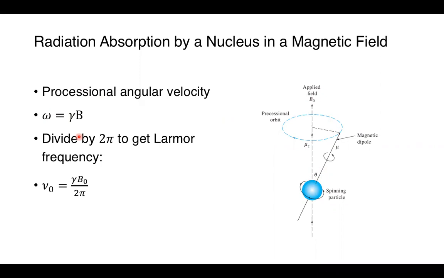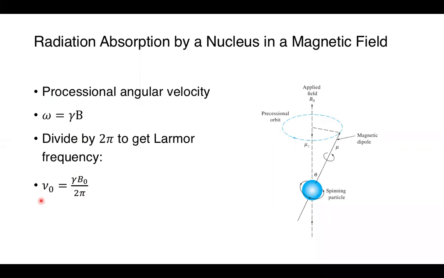It's really just looking at how much of the applied magnetic field, which is customarily given the letter B, our particle actually interacts with. Now, if we divide this by 2 pi, we get what is called the Larmor frequency. This Larmor frequency is nu0, which is equal to gamma B0, B0 being the applied magnetic field, over 2 pi.